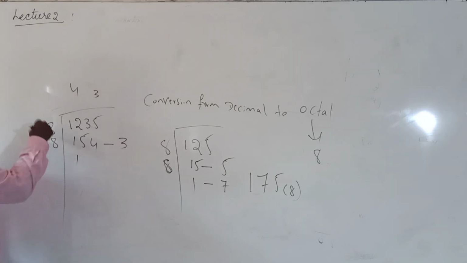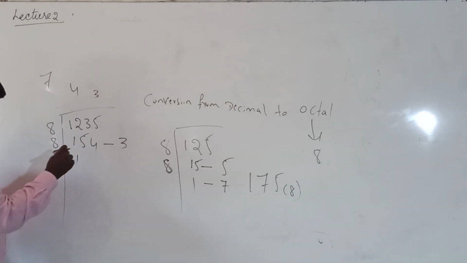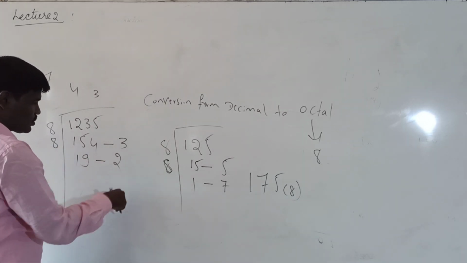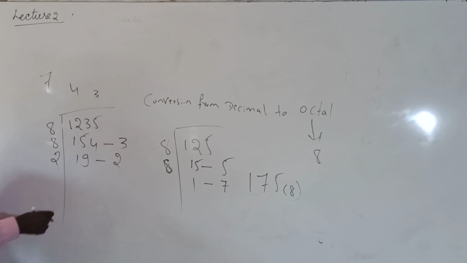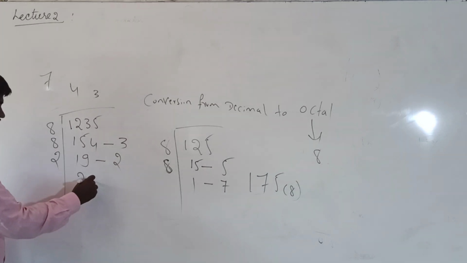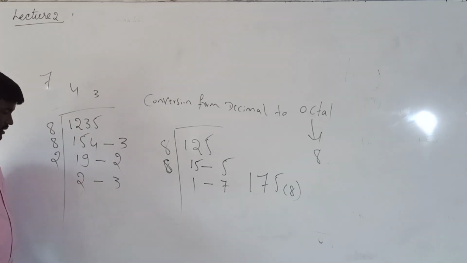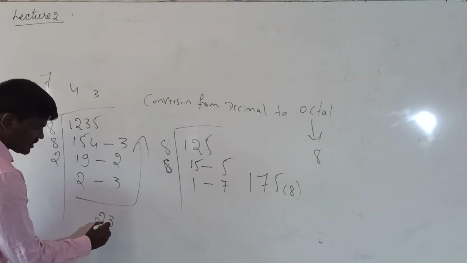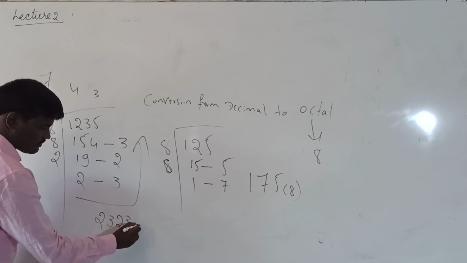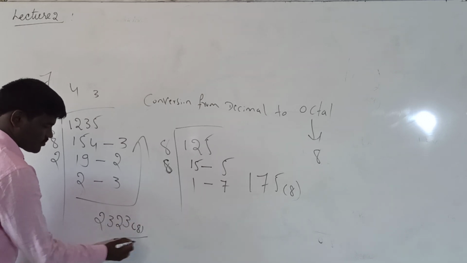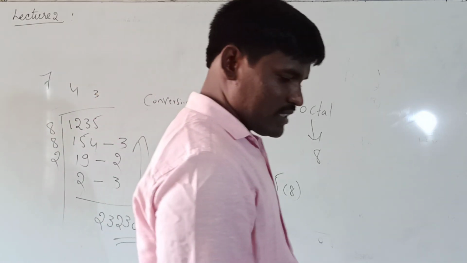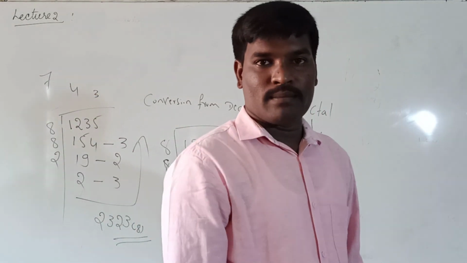8 ones are 8. Remainder is 7. 74. 8 9s are 72. Remainder is 2. 8 2s are 16. Remainder is 3. In the reverse order, you have to write the final answer. That is 2 3 2 3 in the bracket of 8. So this is the method for converting the decimal number to the octal number system.